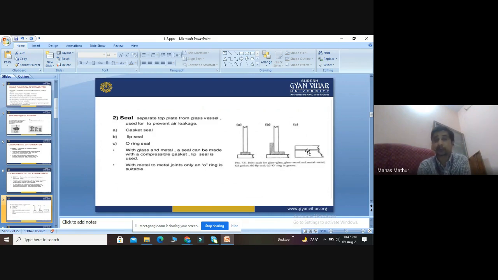Basically, the main function of the seal is to prevent any leakage of air, or any aeration, so that there could be the proper level of carbon dioxide inside the fermenter, because the maintenance of gas is a very important part. So three types of seals are used: gasket seal, lip seal, O-ring seal. It prevents the leakage of air, and when we join metal to metal, O-shaped seals are used.